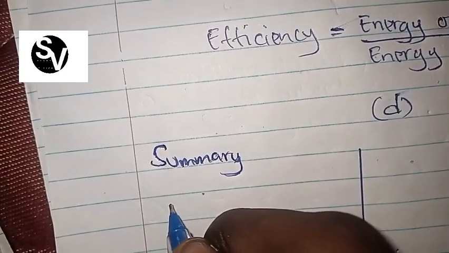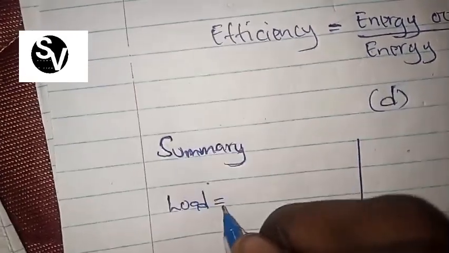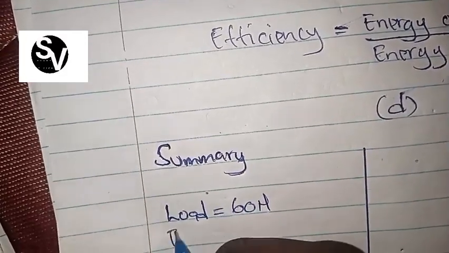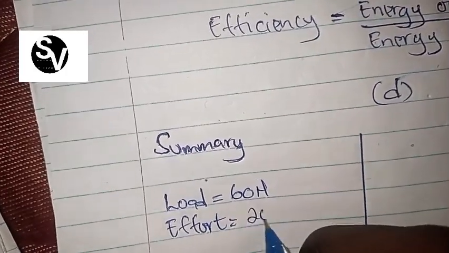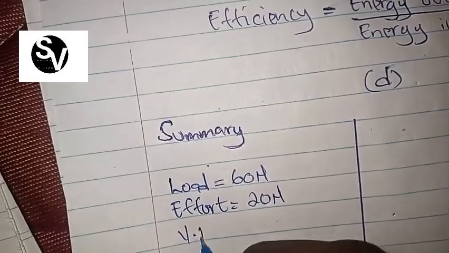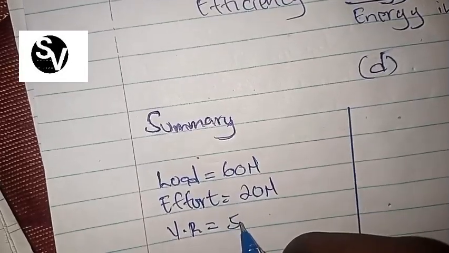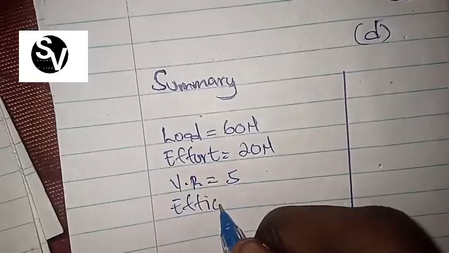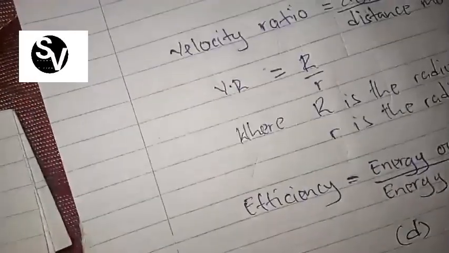Okay, people, from our question, we can easily see that the load equals 60 newtons, and the effort, if you read properly, equals 20 newtons. Now, if you read the question, they are saying that the velocity ratio is going to be 5, and they are asking for efficiency, which we don't know, isn't it?